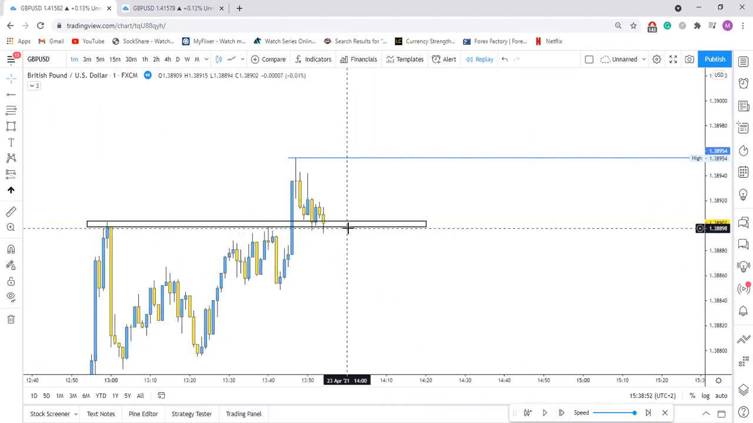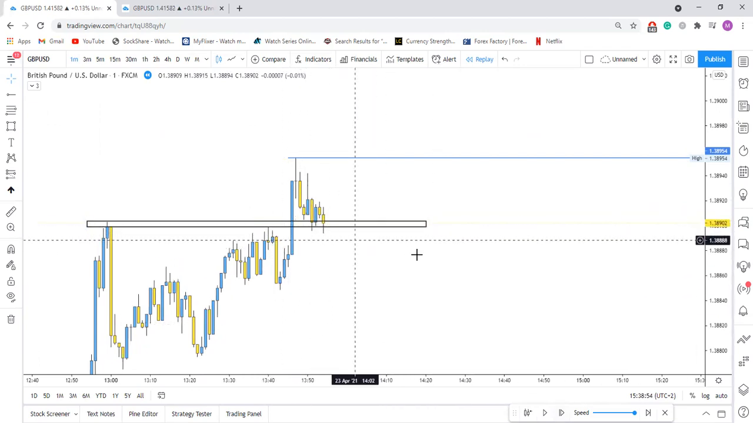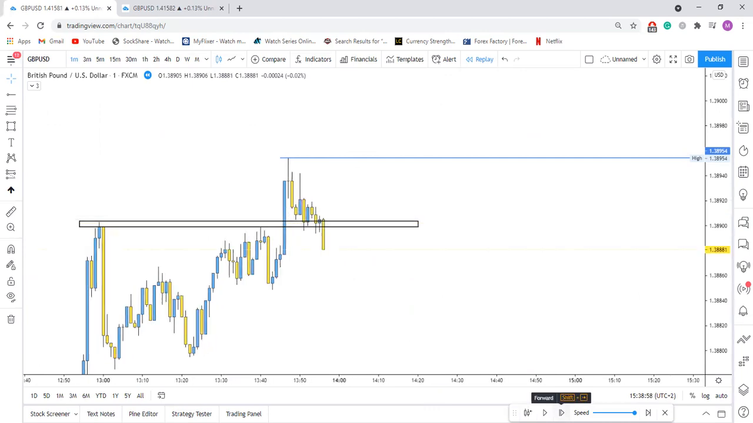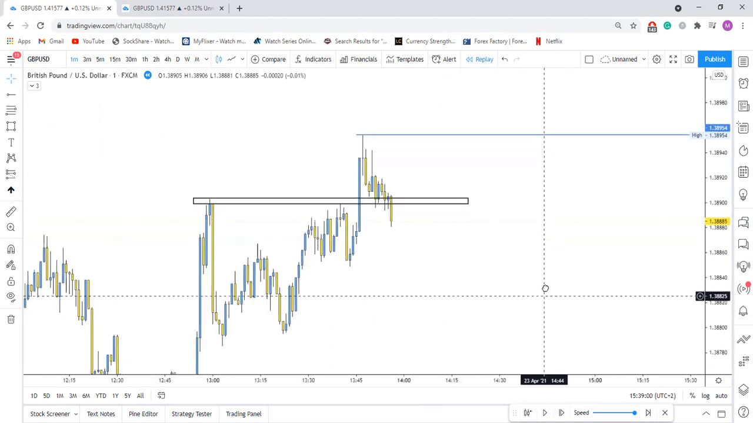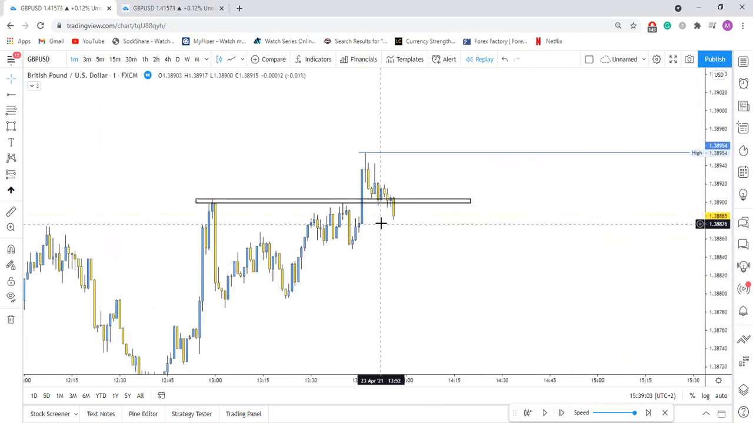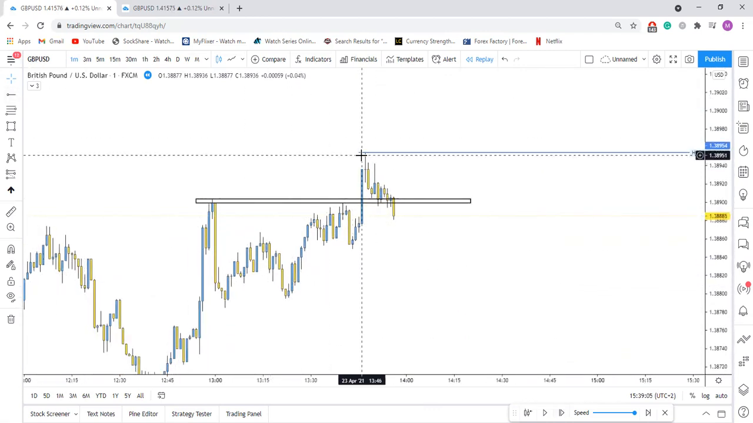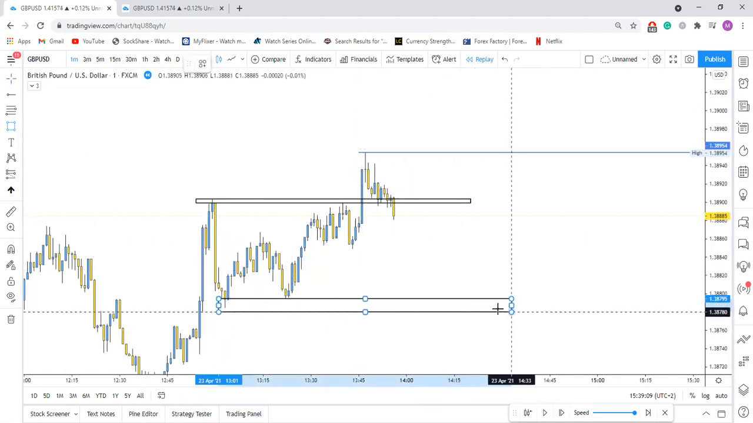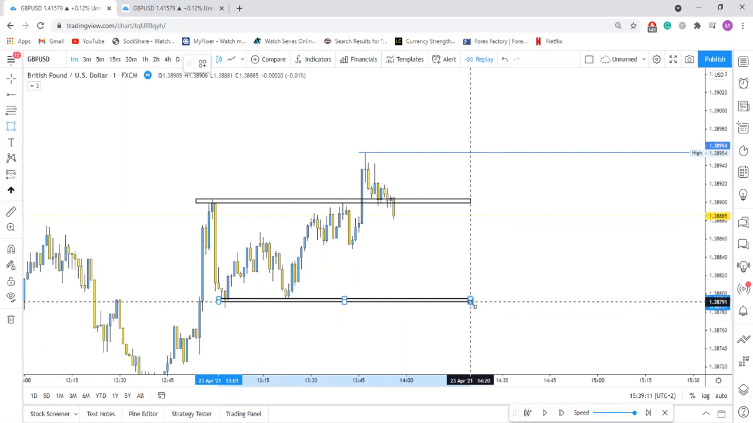Okay, so we can see nice weak rejections in this region. Very nice weak rejections, which is good. Okay. No bullish engulfing. Just for safety purposes, let me denote this as my low.